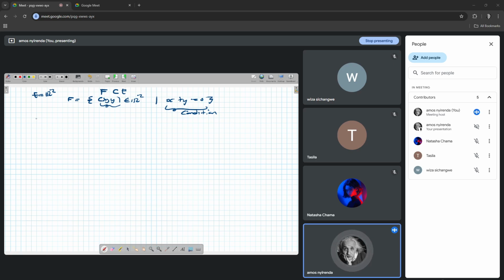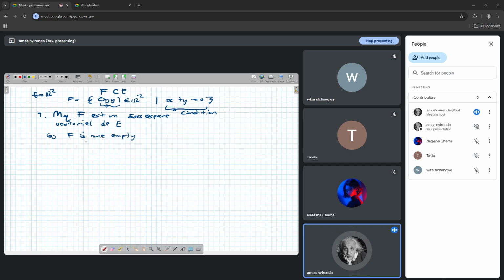So the question here is, montrer que F est un sous-espace vectoriel de E. Now, the first thing that we're supposed to verify is that F is non-empty. We have to check.